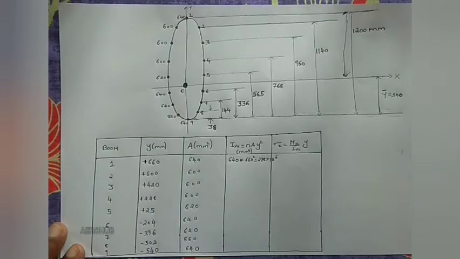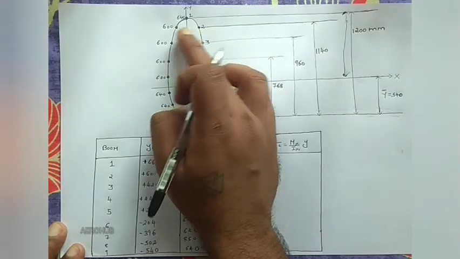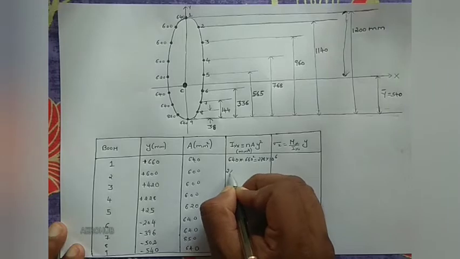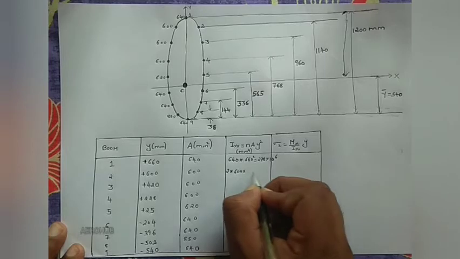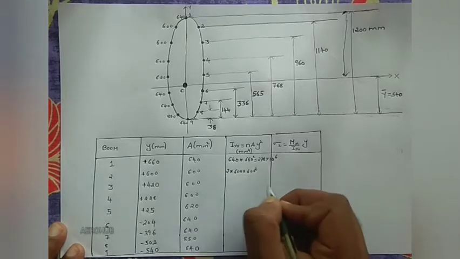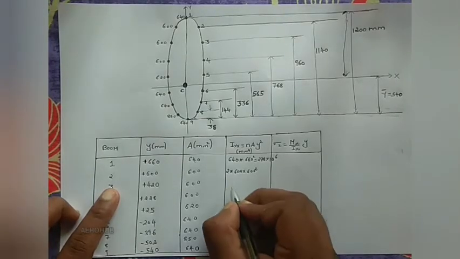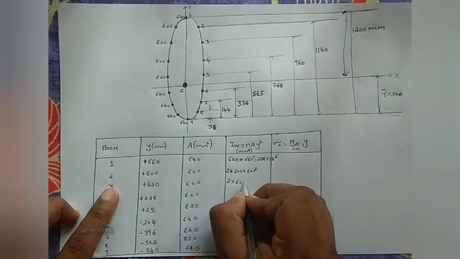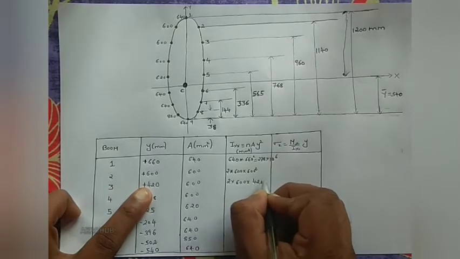Okay. Similarly, for boom area number 2, we have 2 boom areas, so it will be 2 into 600 into 600 square. And for third boom area, it will be 2 boom areas here, so 2 into 600 into the value of y is 420 square.